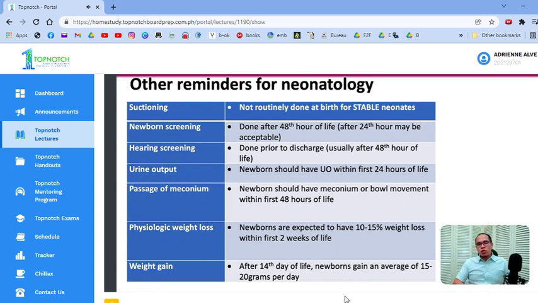Okay? Remember that there's what we call a physiologic weight loss. So mag-discharge ng fluids sa katawan yung babies, paglabas nila, babagsak talaga yung timbang nila. So it's perfectly normal if your babies are decreasing in weight as you check them day by day. Sometimes the mothers panic. Okay? You have to reassure them there's what we call a physiologic weight loss, and that's around 10 to 15% weight loss within the first 2 weeks of life.